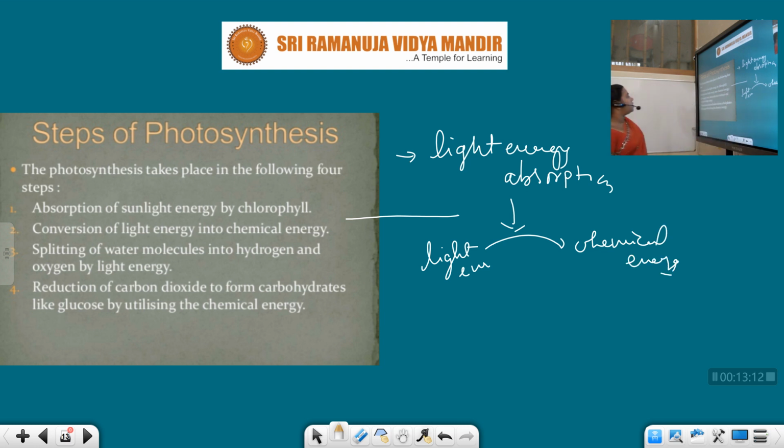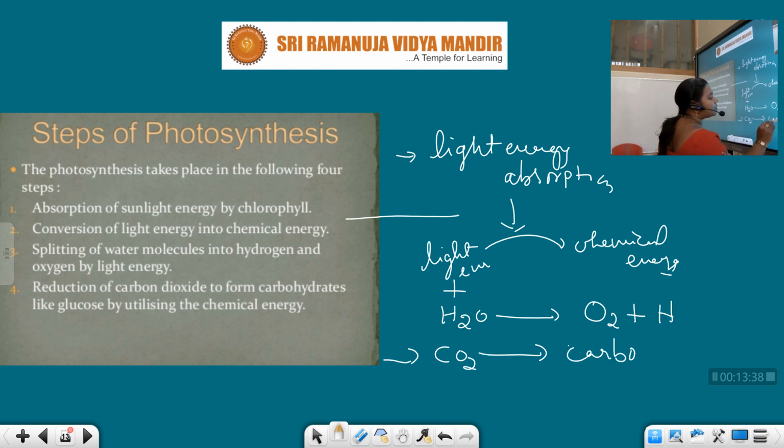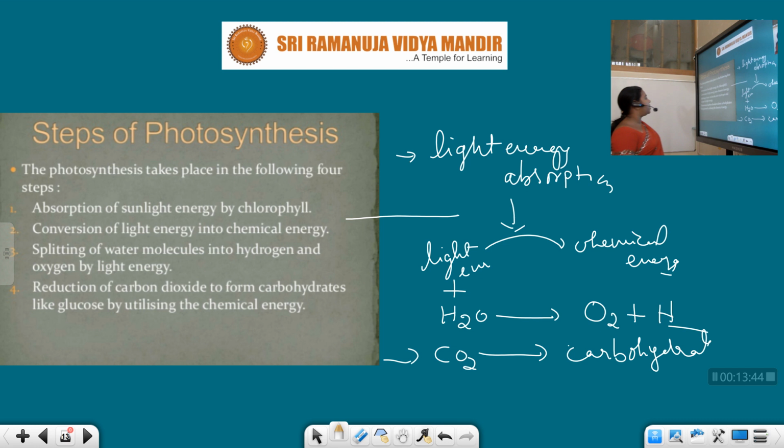and the splitting of the water molecule into hydrogen and oxygen by the light energy. So first of all, this light energy splits the water molecule into oxygen as well as hydrogen. Then it is followed by the reduction of carbon dioxide to form carbohydrates like glucose by utilizing the chemical energy. These are the different steps involved in the process of photosynthesis.